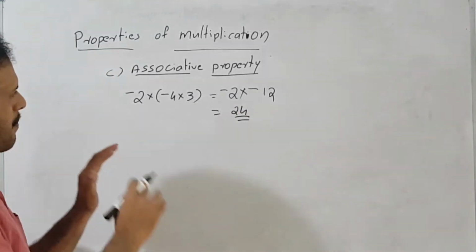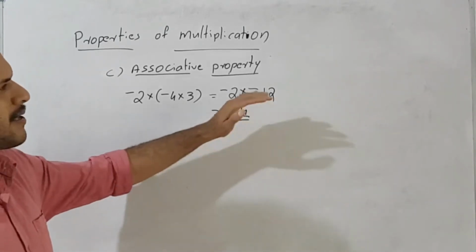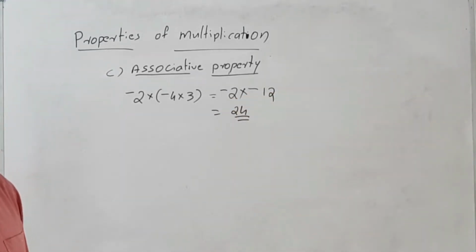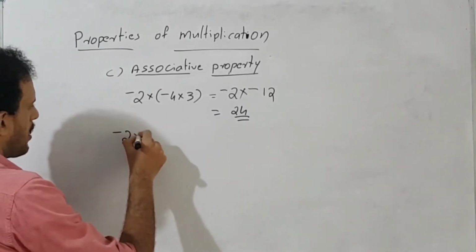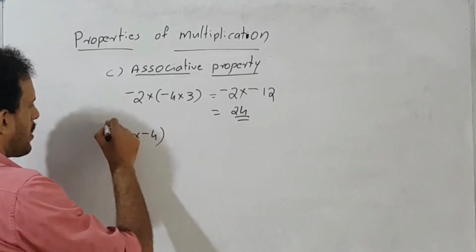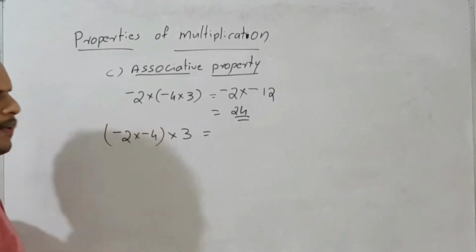Then if I multiply minus 4 and 3 first and then minus 2, I get the result 24. Next, for discussing this, we change the order. The order is like this. I group first minus 2 and minus 4, then into 3. I change the multiplication order.